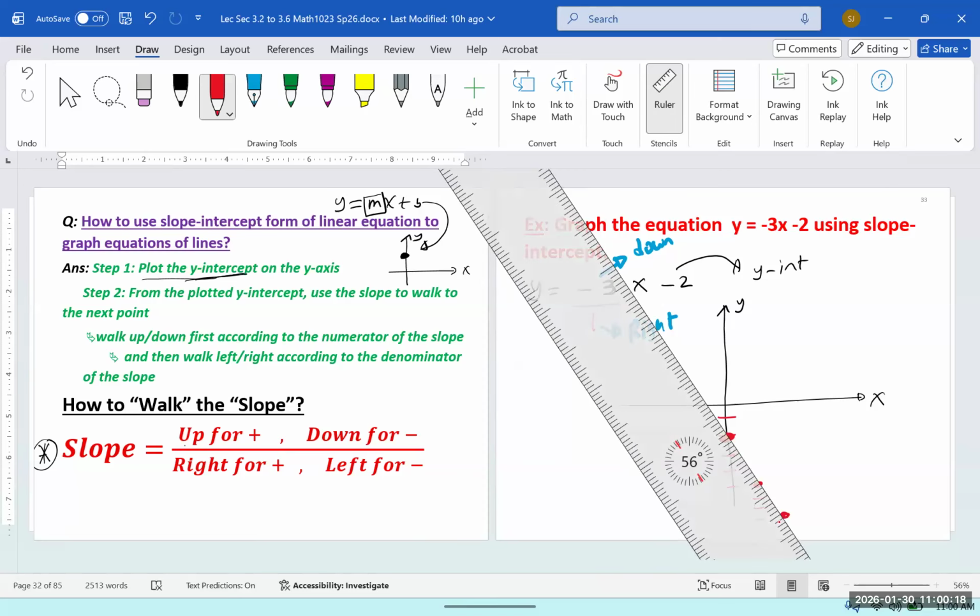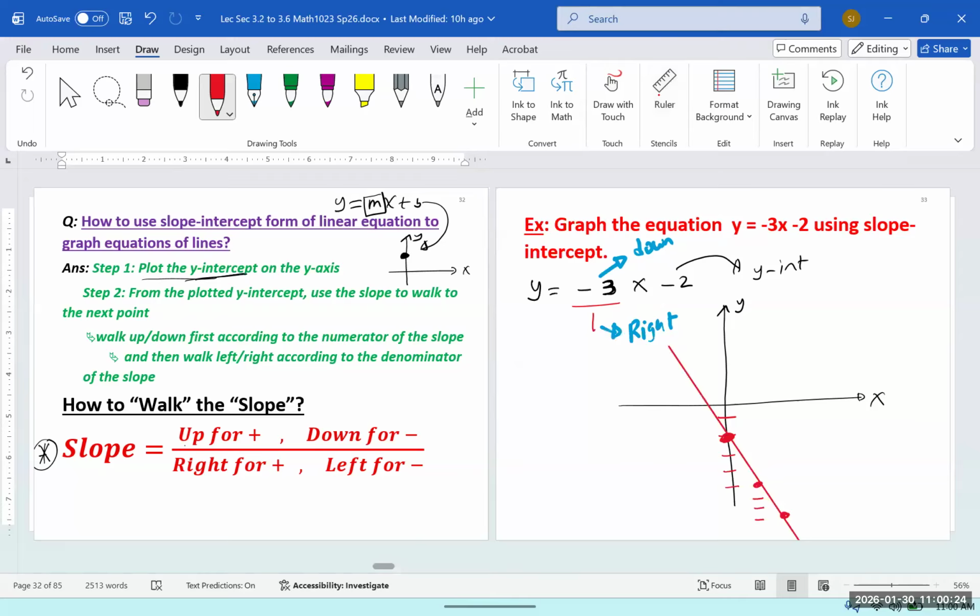And you connect all these points with a straight line. So this is your y equals negative 3x minus 2. You don't have to walk only one direction. You can actually go in the other direction. You can change your direction. You can reverse your direction. What do I mean?